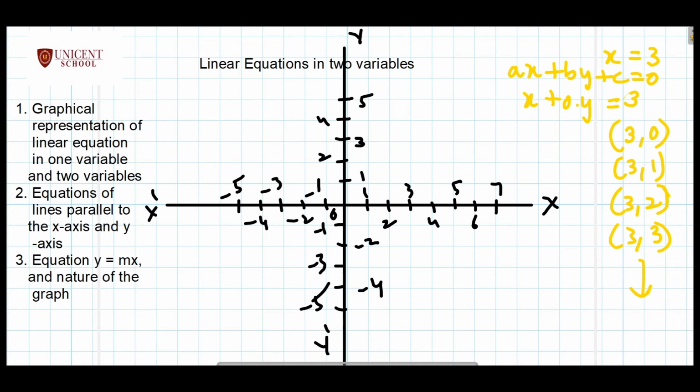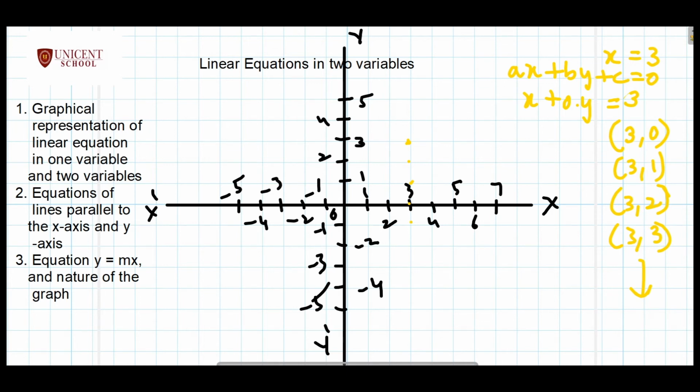Now how to represent it? We'll see what kind of line we get. So when x is 3, y is 0. When x is 3, y is 1. Here, when x is 3, y is 2. When x is 3, y is 3. When x is 3, y is minus 1. In this way, we can assign any values to y, since 0 into y will give the same.